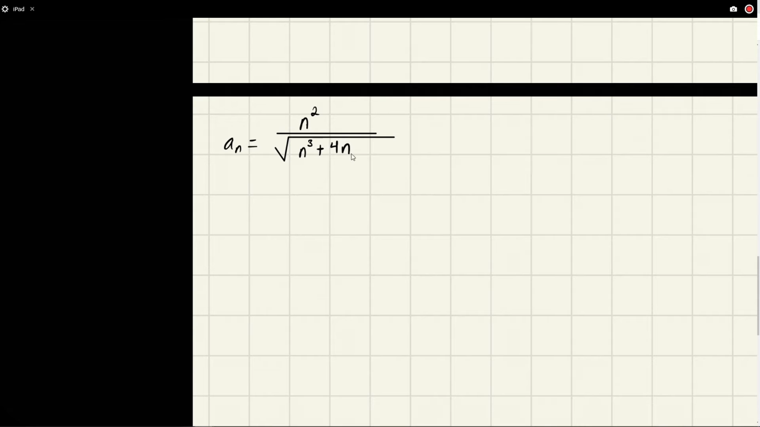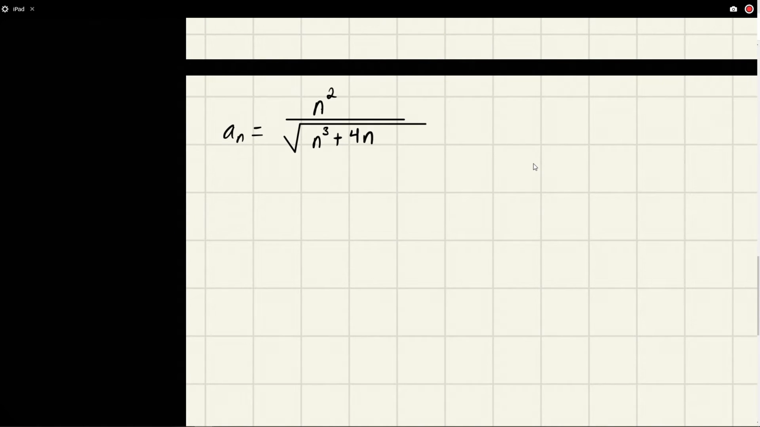We've got a bunch of n's with different powers. It's pretty much the most complicated thing we have here. The only thing that adds any kind of trickiness to this is the radical that we have here. So we're going to go ahead and just deal with that.